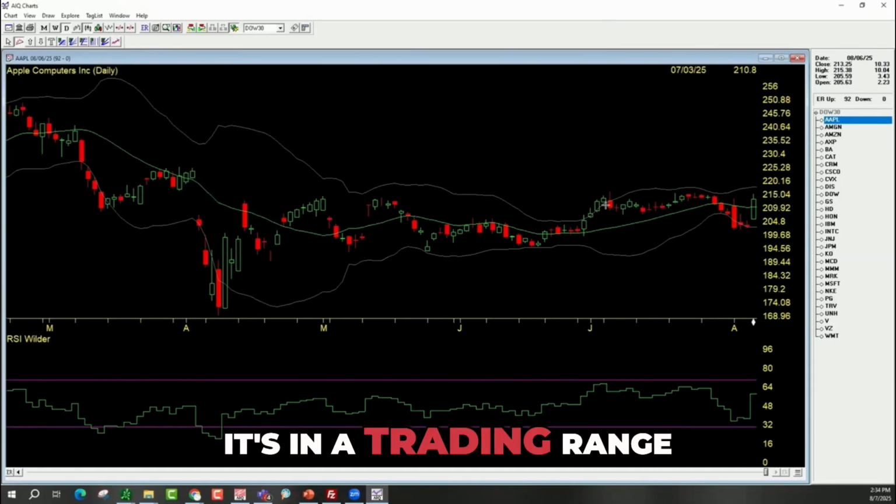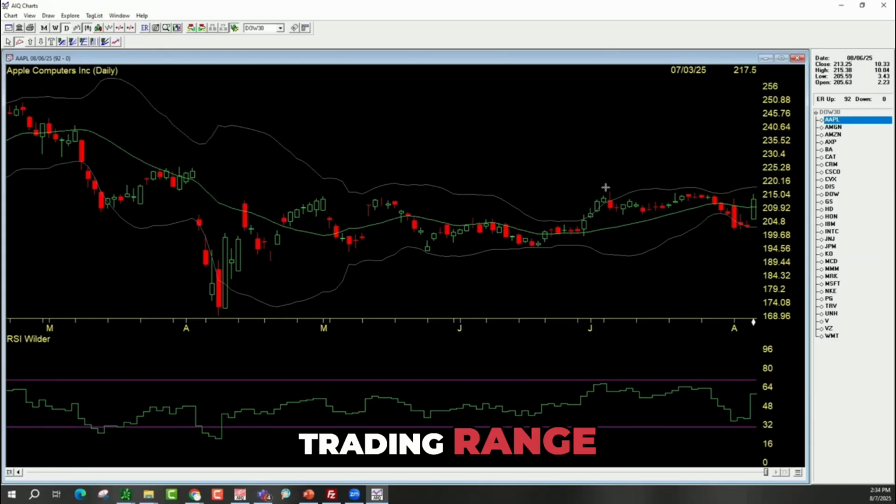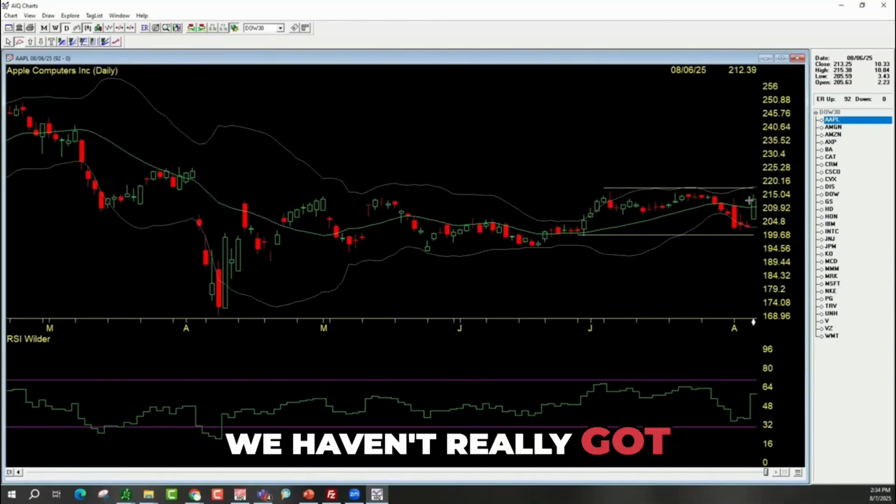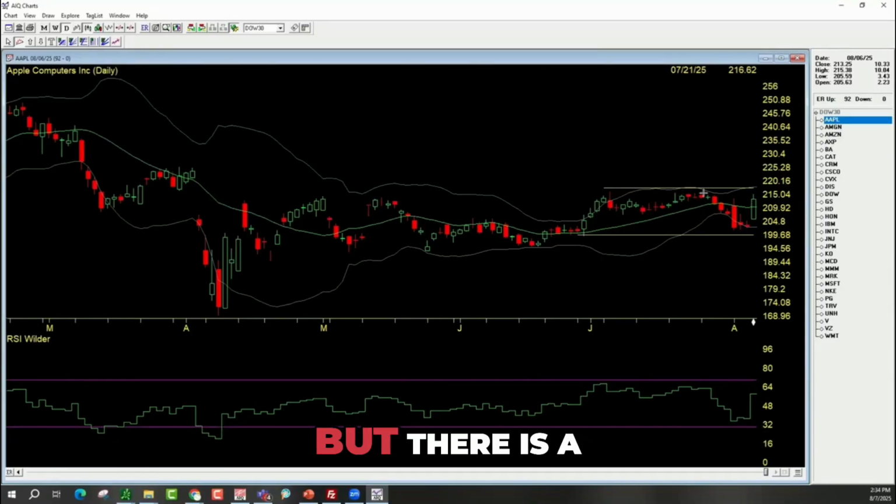Apple. It's in a trading range. The classic trading range with Apple: you've got this level here and this level here. It's in a pretty good trading range there. We haven't really got a great indication of anything happening. There is a squeeze going on here, a bit of a squeeze.